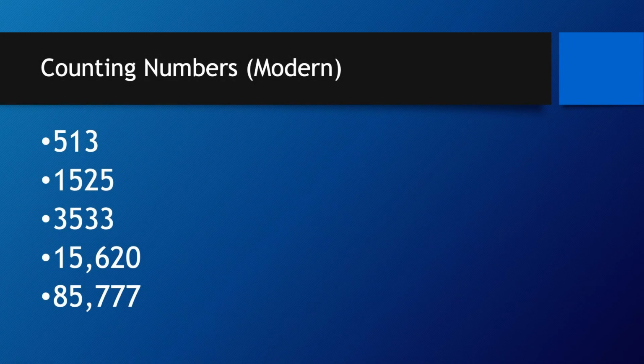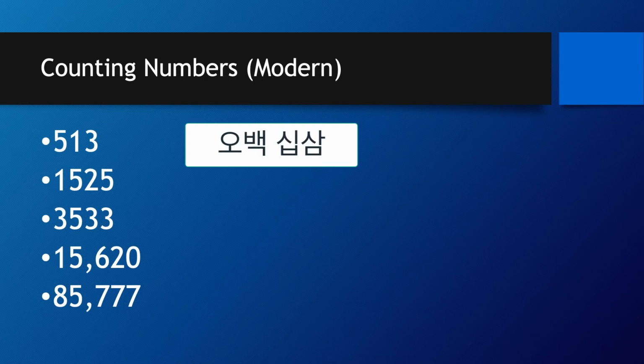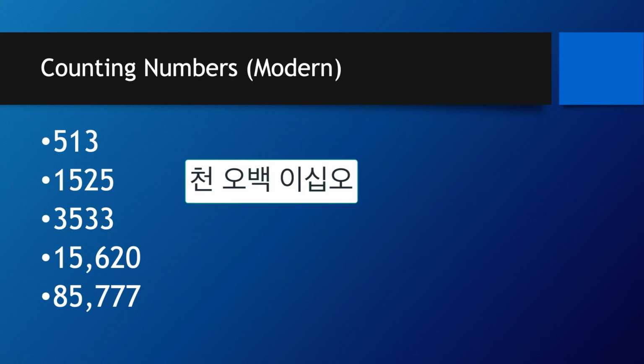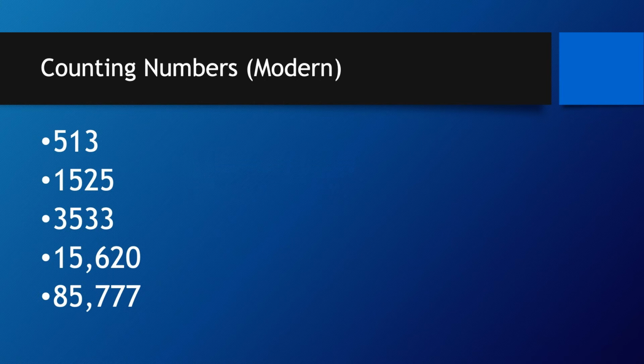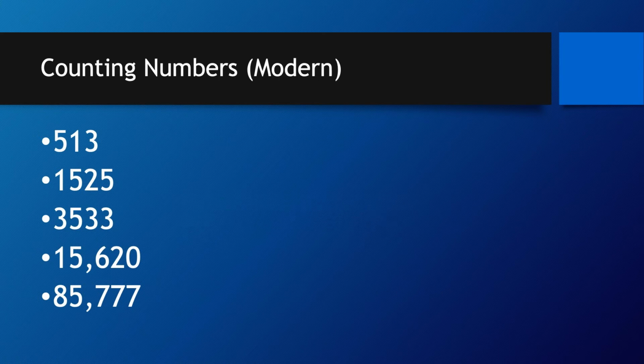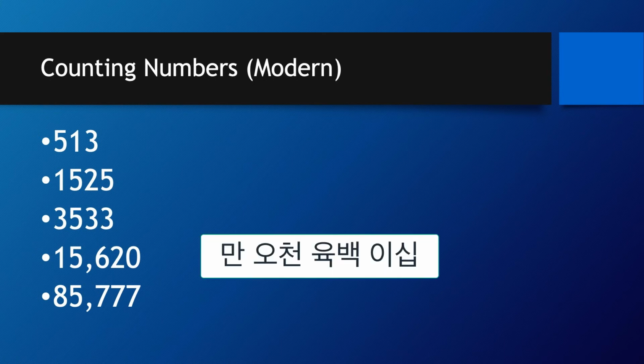Okay, let's add more complexities. 513, 513. 1,525, 1,525. 3,533, again we don't say 3,500, unlike in American English. 3,533. 15,620. In Korea, we don't say 15,000, so you have to use 만.